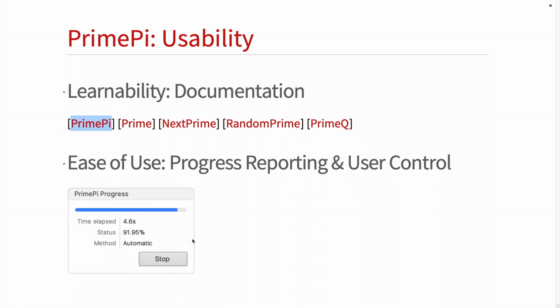Well, it depends on the function, right? So usually it's roughly an estimate, right? So there are two things in this progress reporting. You first have to be able to stop it, right? Especially in the case of PrimePi, it was multi-threaded. You need to be able to exit correctly without any issue, right?